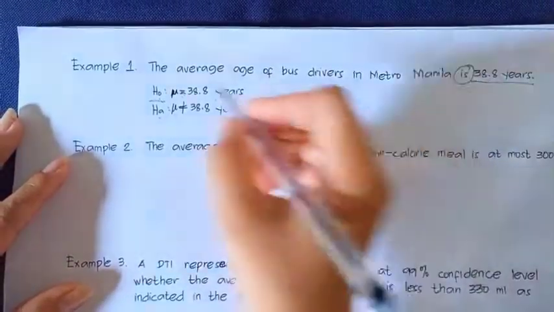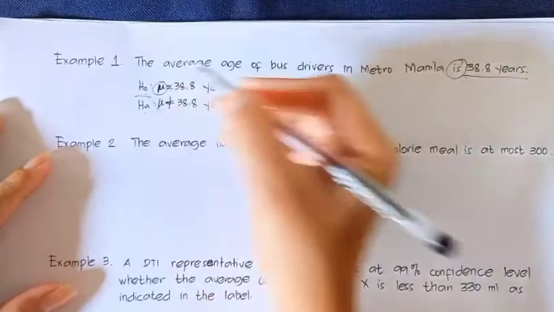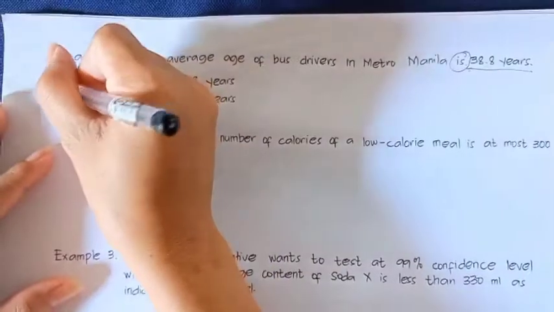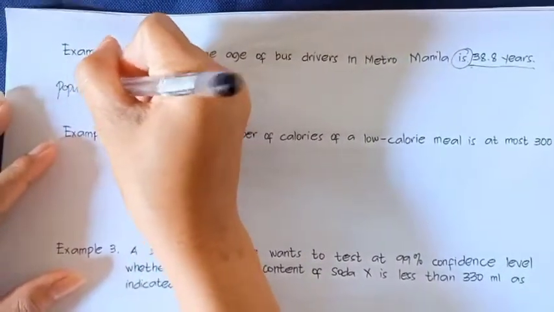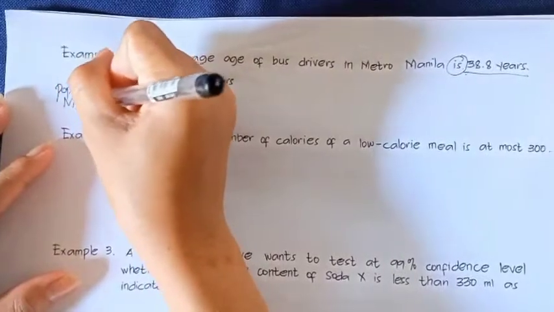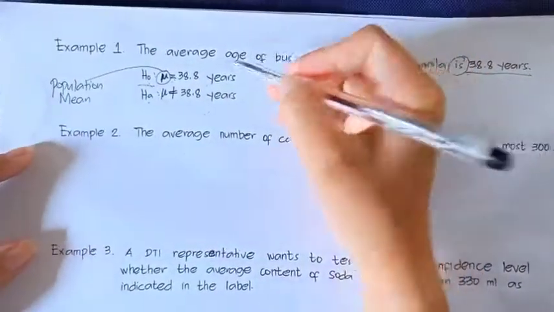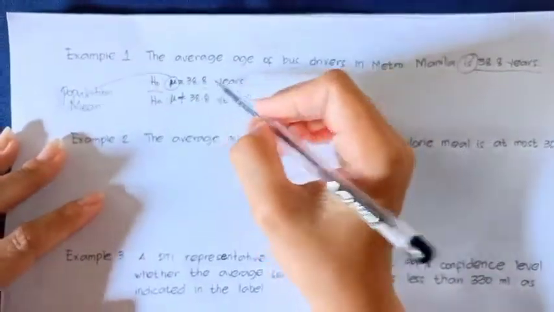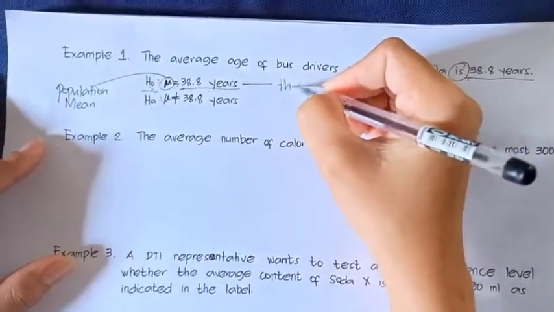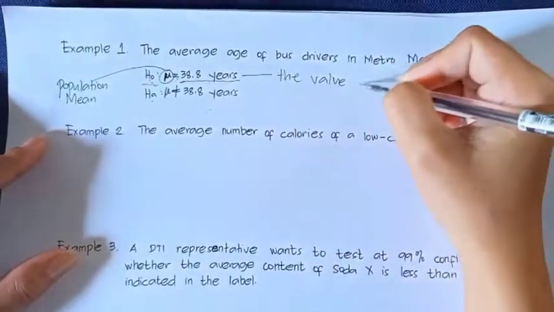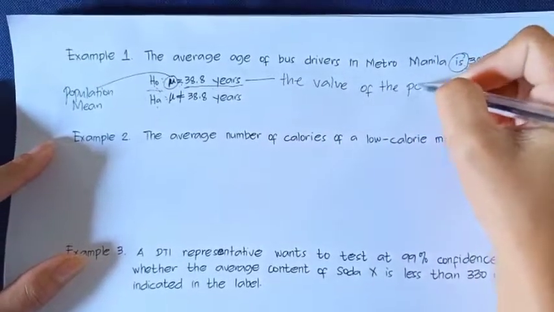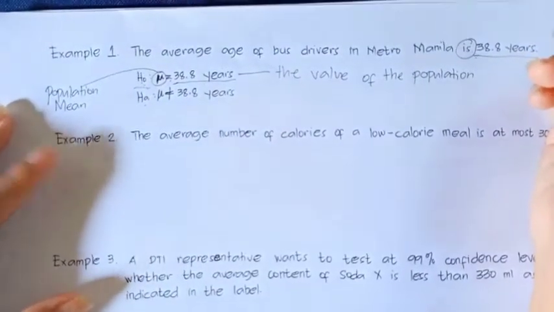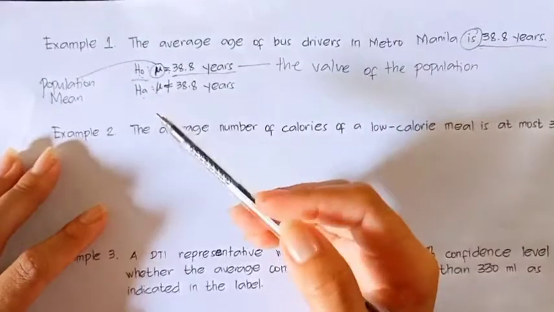So what do we call this symbol? This is what we call the population mean. So this is the null hypothesis, and this is the equal sign, and 38.8 years is what we call the value of the population. By the way, we can write our null and alternative hypothesis in symbols or words.